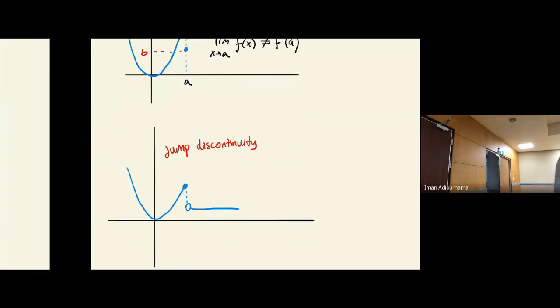So if this is A, the limit doesn't exist here. Okay, because remember, if you approach from the left and approach from the right, it has a different value. That's why it doesn't exist.